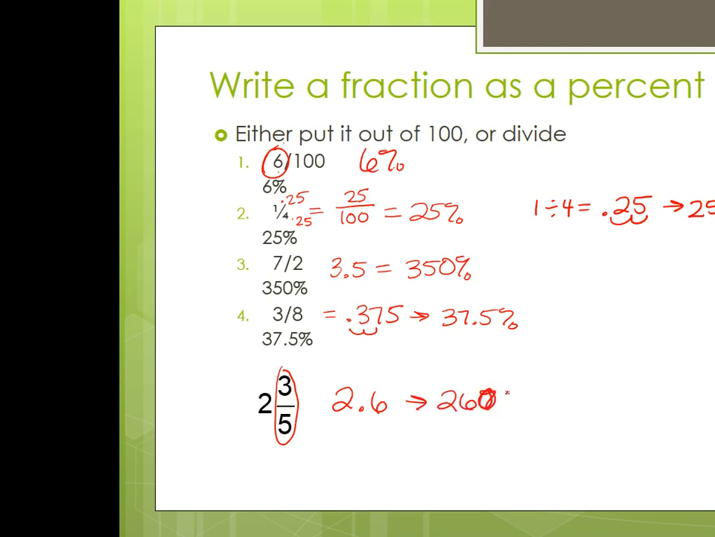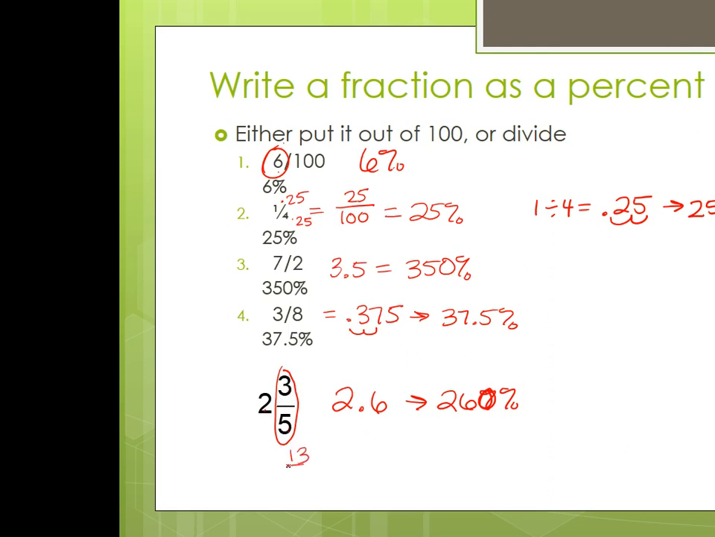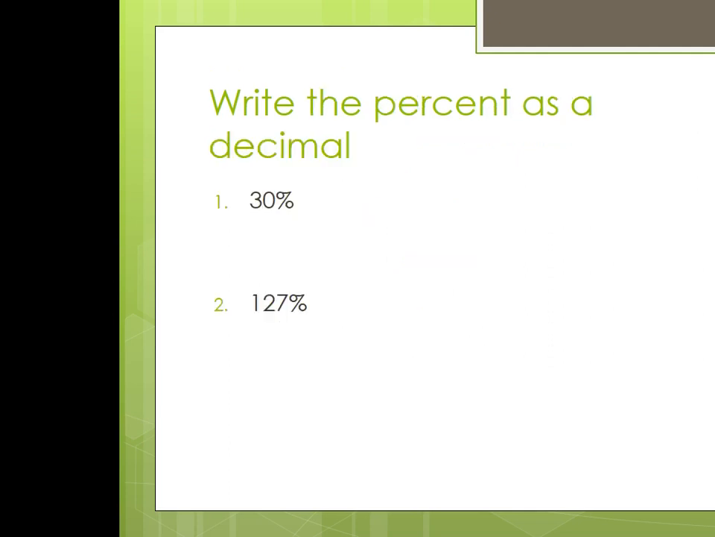The other thing you could do is you could turn it into an improper fraction. So to do that, you multiply the denominator times the whole number. So 5 times 2 is 10, and then you add the numerator to give you 13/5. Then if you divide that, you get 2.6, which is 260%. So there's no one right way to do it. There are several ways that you could do this.